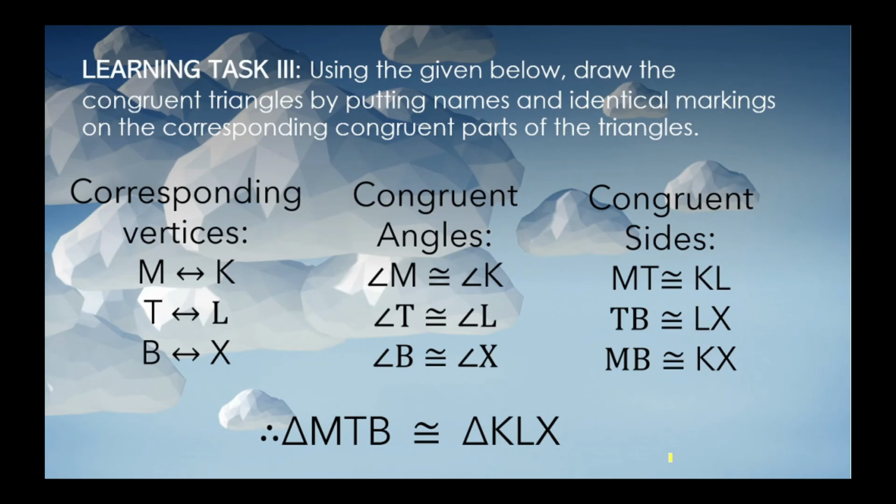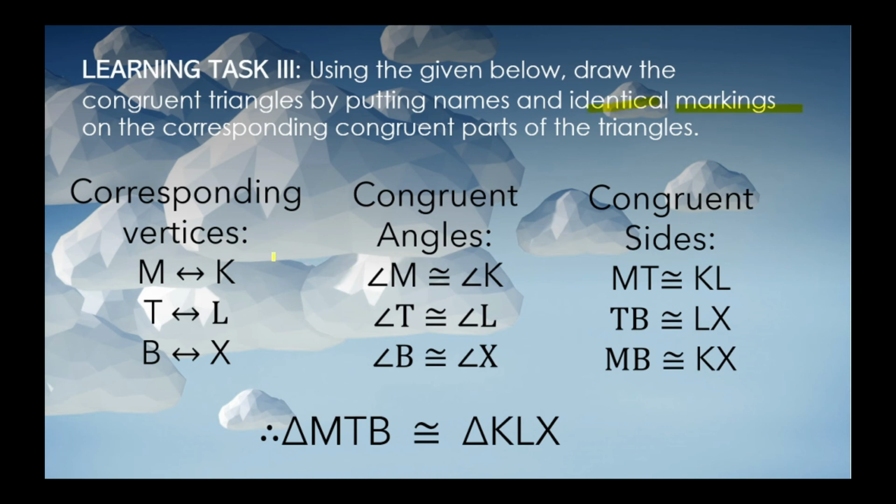Alright, so let us have the next learning task. Learning task number 3. Using the given below, you are going to draw the congruent triangles by putting the names and identical markings on the congruent parts of the triangle. So, kayo yung gagawa ng dalawang triangle. Bahala kayo kung anong klaseng triangle yan, kung isosceles, right, or any, basta triangle yan na congruent. And then, you are going to put the name and the corresponding identical markings based on the given.